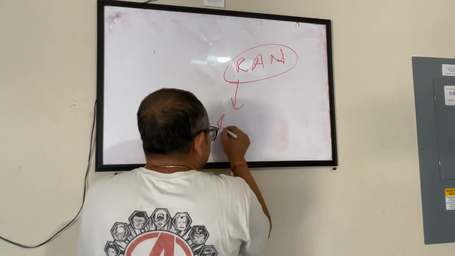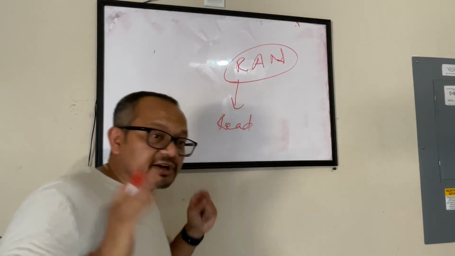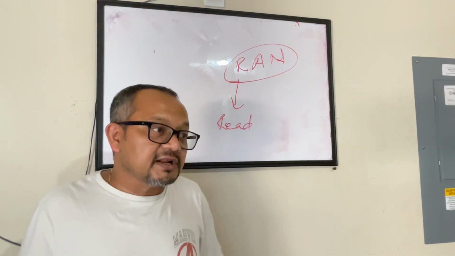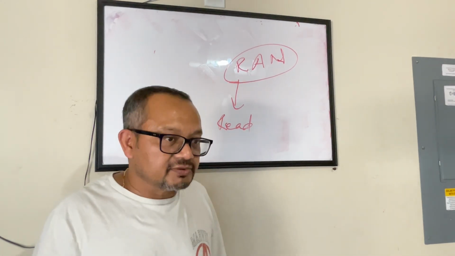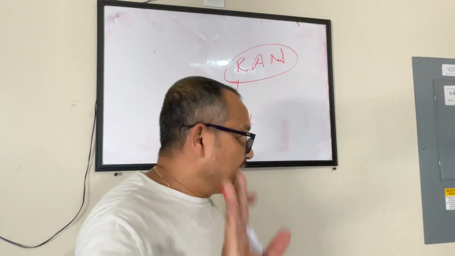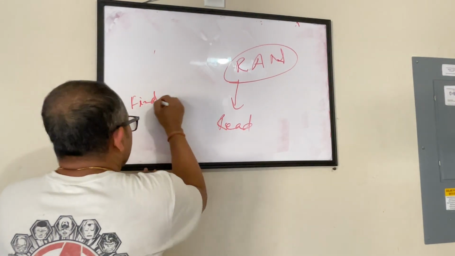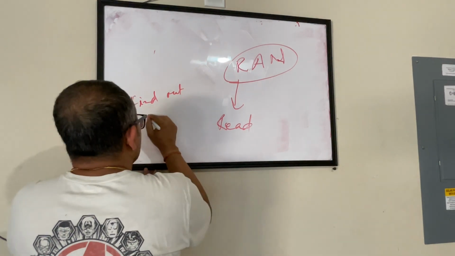R stands for read. When you get the question to solve, read it as many times as possible till you get tired and bored. Okay? A class example, I said, find out the perimeter of a square. Perimeter of a square.